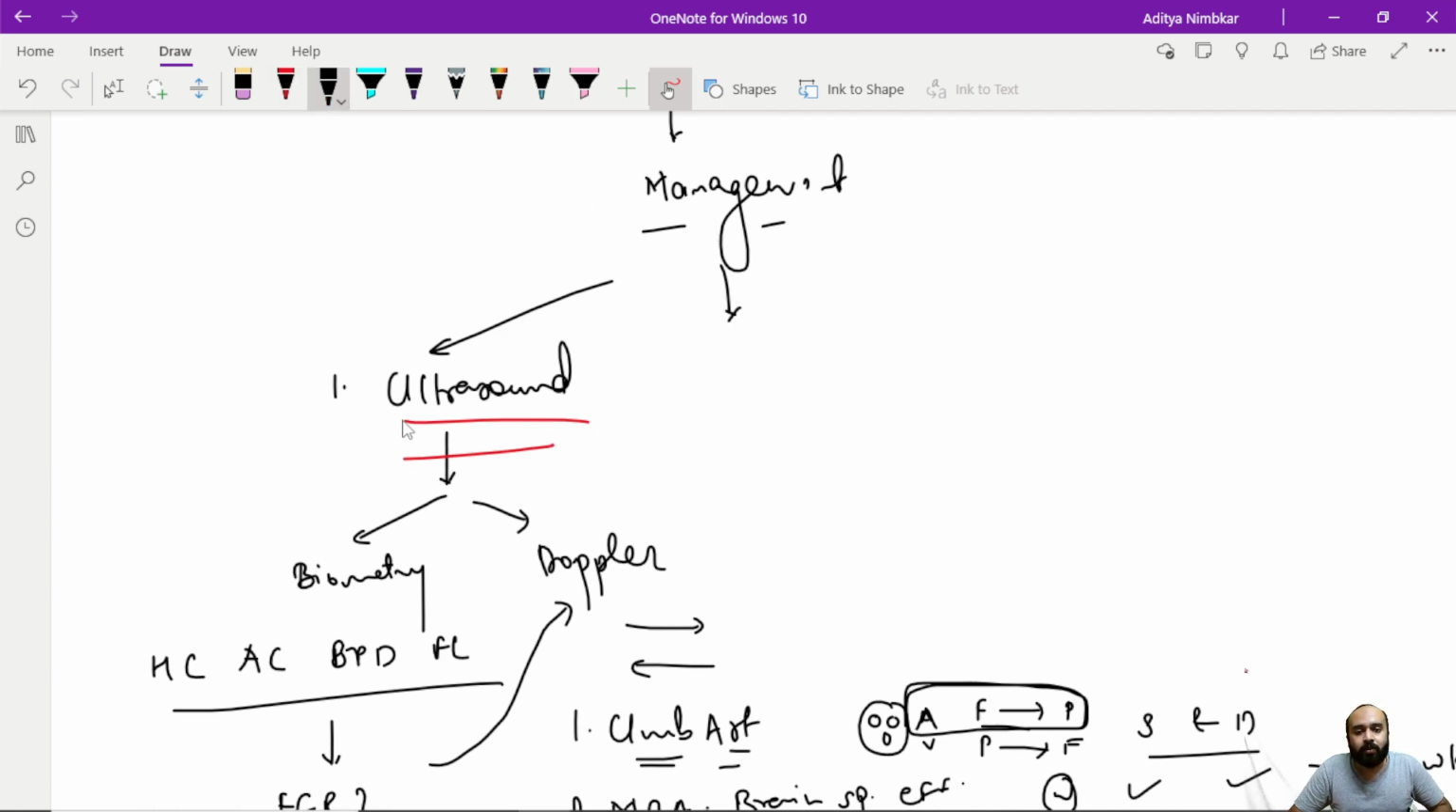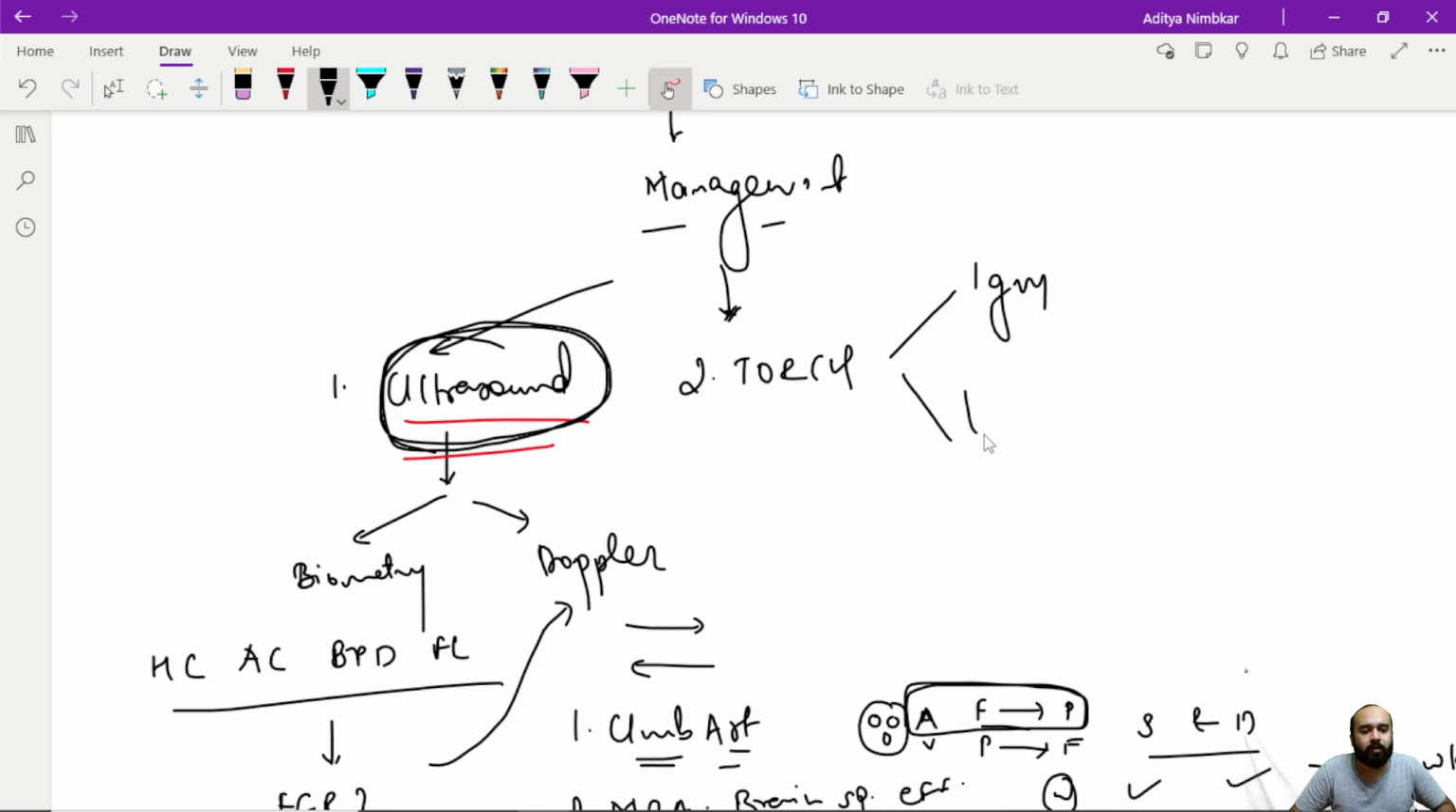Next is this, to manage asymmetrical FGR. If the ultrasound is coming to be normal, then I have to go ahead and check the second one, and that is going to be my TORCH profile. TORCH profile includes IgM and IgG. This is all maternal, we are checking the mother.